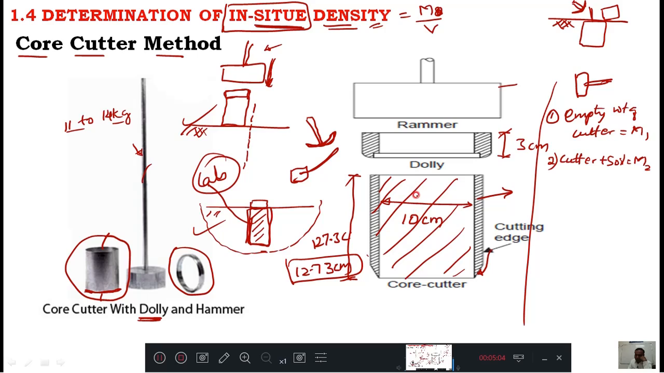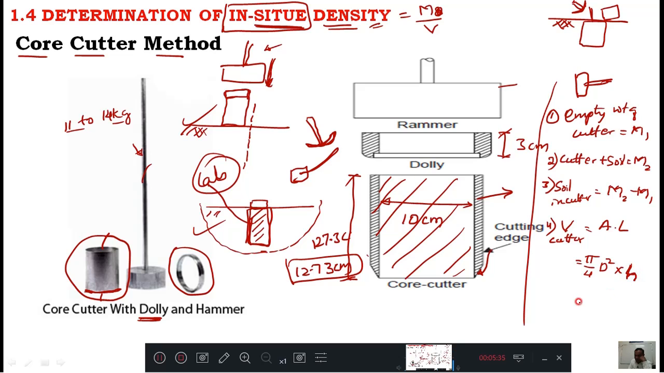Then I want only the soil inside the cutter. Therefore, soil in the cutter equals M2 minus M1. Then I got the soil in the cutter. Then the fourth one is I want the volume of this. The volume of the cutter equals area into length. Area is pi by 4 diameter square, into length, which is the height.